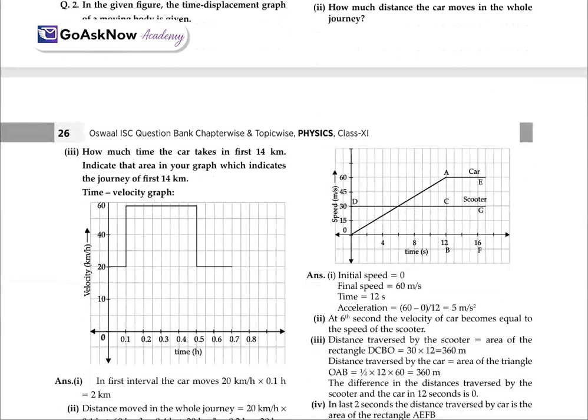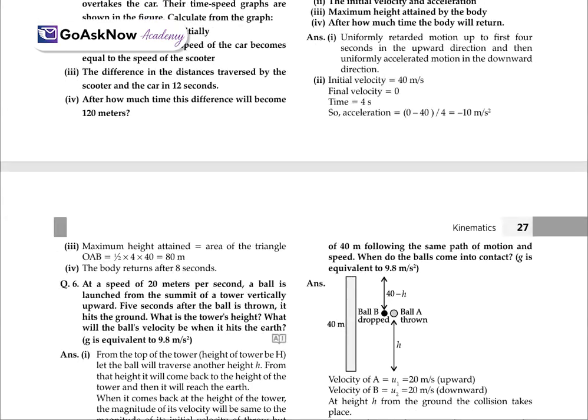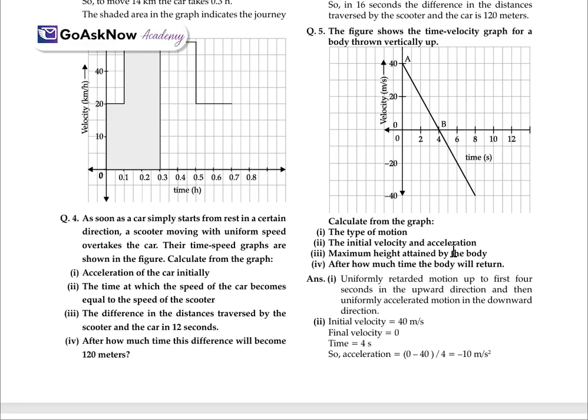So like this, these are all 5 marks questions where you will get some graphs, and with the help of these graphs, you will have to calculate maybe some acceleration, velocity. There are some conditions or timings like 0 to 5, 5 to 6, and you will have to find the things. See, one question: the figure shows the time velocity graph of a body. What we have to calculate is the type of motion firstly, the initial velocity and the acceleration, the maximum height attained by the body, and after how much time the body will return.